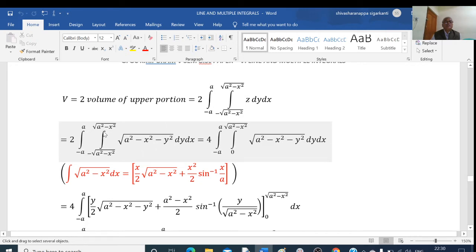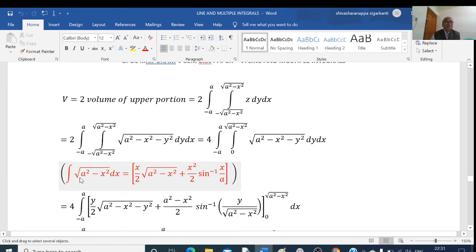Therefore, I can write this integral as, instead of minus of this to plus of this, 2 times 0 to this. Already one 2 was there, so now 2 into 2 becomes 4. Minus a to plus a. I can write this as 0 to root of a square minus x square, of square root of a square minus x square minus y square dy dx.